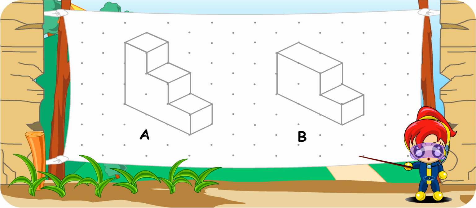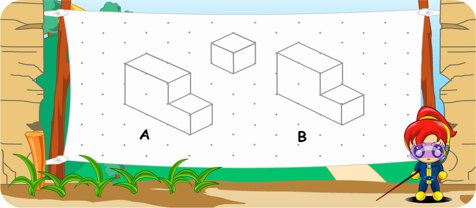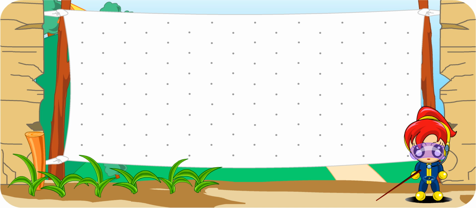Let me think. Solid A is taller than solid B. Solid A is made up of 6 cubes, while solid B is made up of 5 cubes. Good observation. So have you got the answer yet? Yes, I know. I need to remove 1 cube from solid A like this, and voila, it now looks like solid B. Clever girl. Yes, by removing a cube or cubes, we can change the shape of one solid and make it look like another.